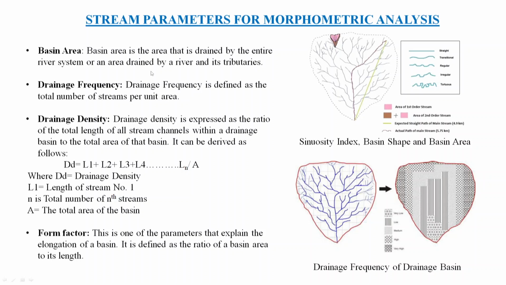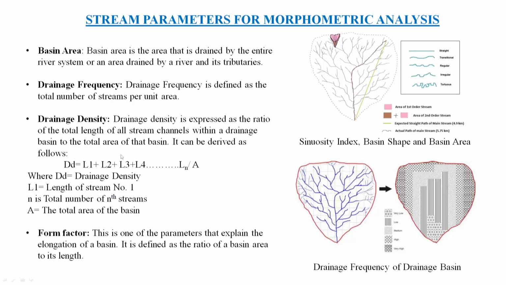Then you have the drainage density, which is expressed as the ratio of the total length of all the stream channels within a drainage basin to the total area of that basin. So it can be derived as follows: your drainage density will be equal to the length of all the streams, starting with 1, 2, 3, 4, like this, up to the n number.